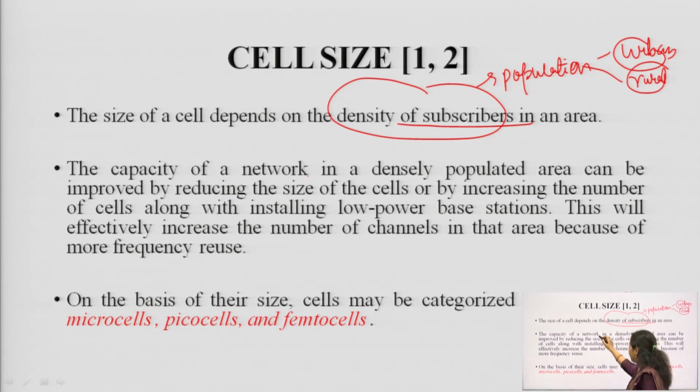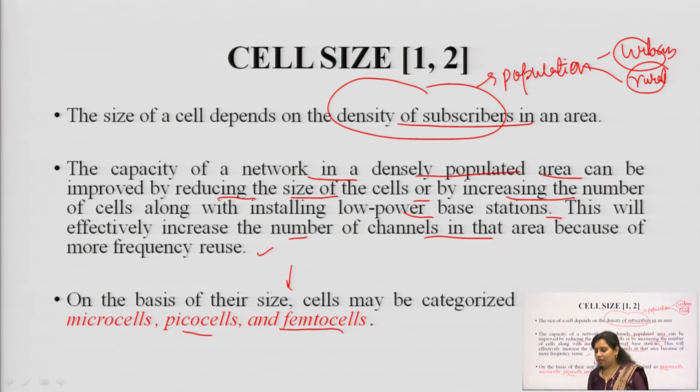So, the capacity of a network in a densely populated area can be improved by reducing the size of the cells, or by increasing the number of cells along with installing low power base stations. This will basically increase the number of channels in that area because of more frequency reuse. So, on the basis of their size, cells may be categorized as macro cells, micro cells, pico and femto cells.